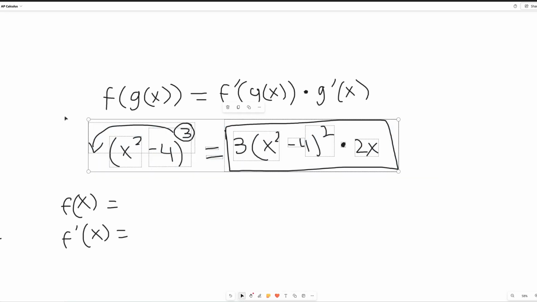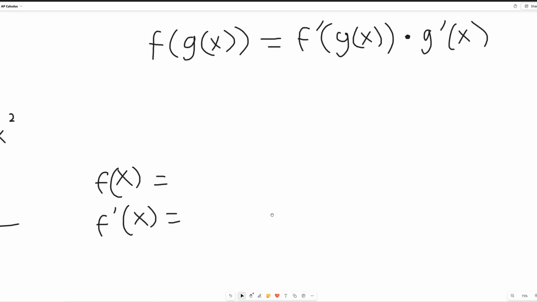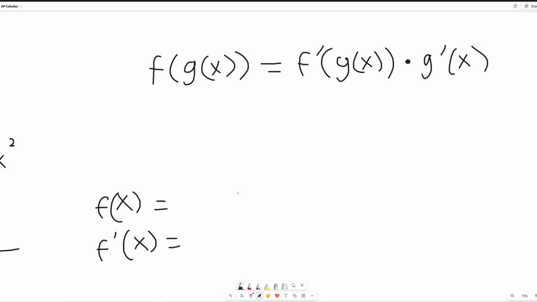And there are endless examples of the chain rule. I'm going to give another one, and it's going to be a little bit harder. I give x cubed minus 2x to the 3 over 2. You can take a second if you want to do that yourself before I work it out.